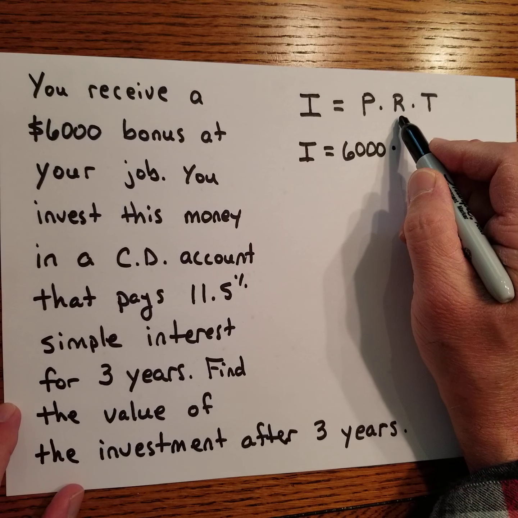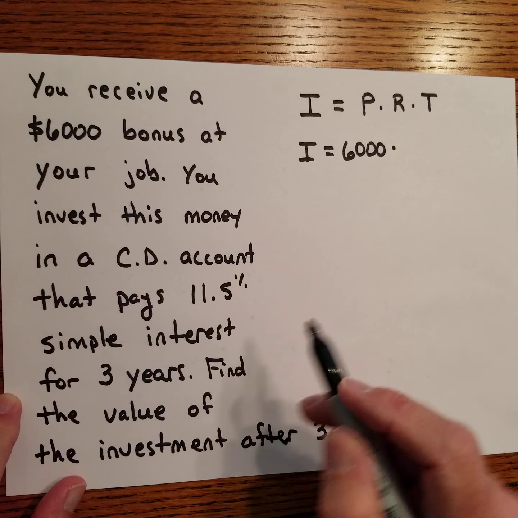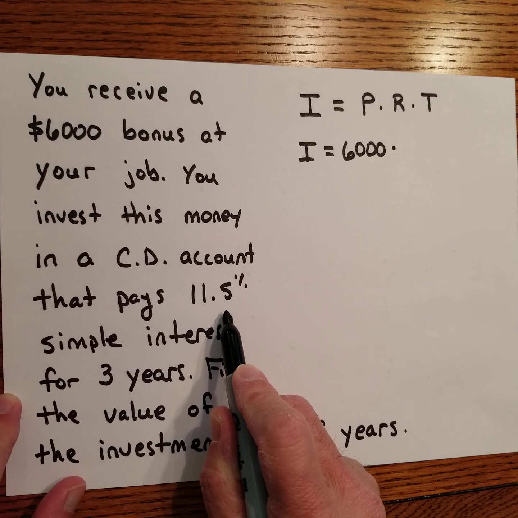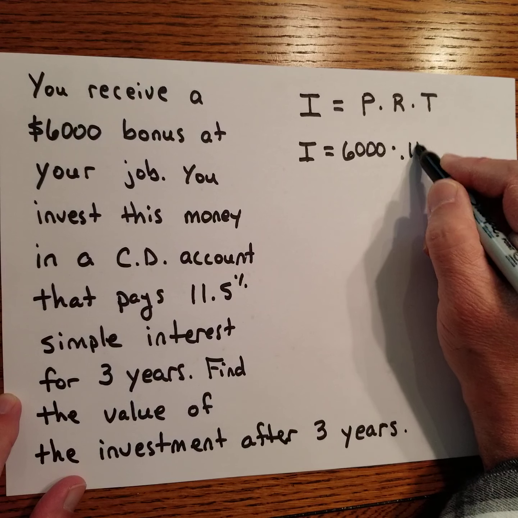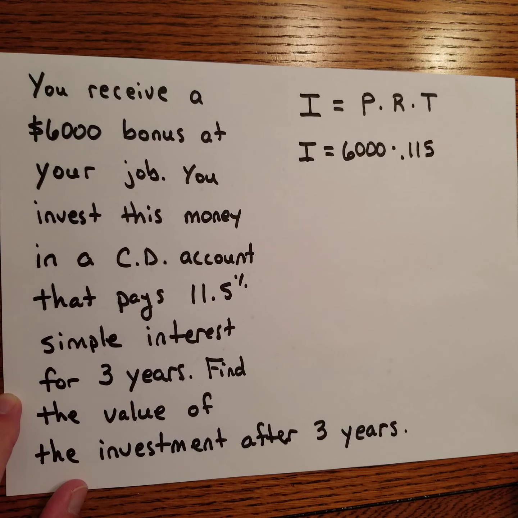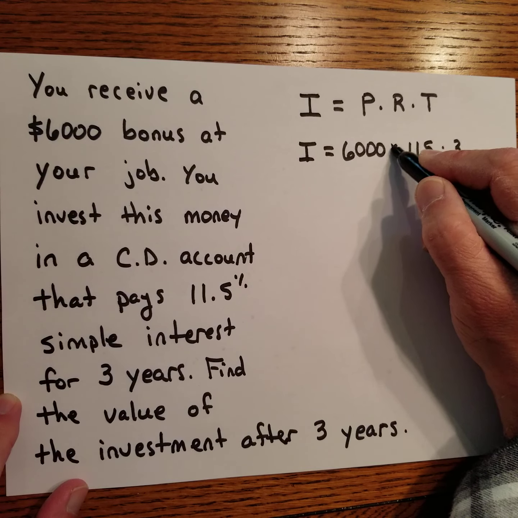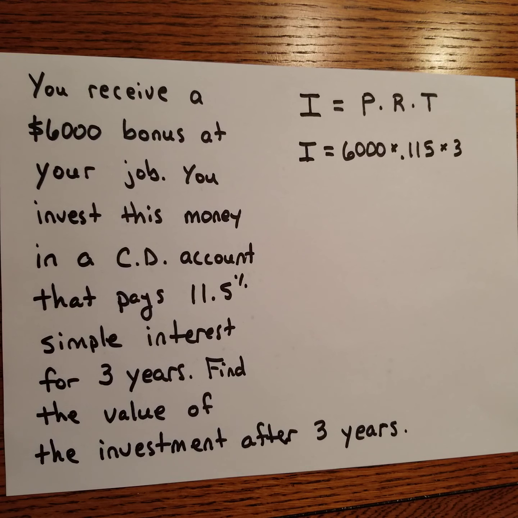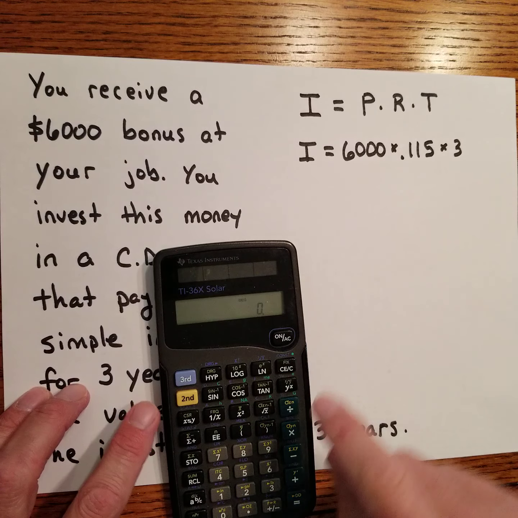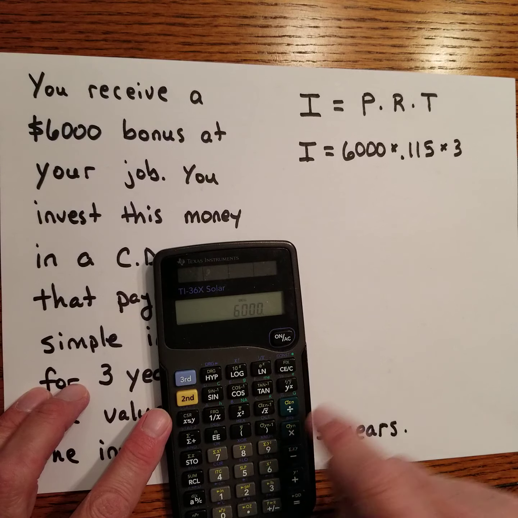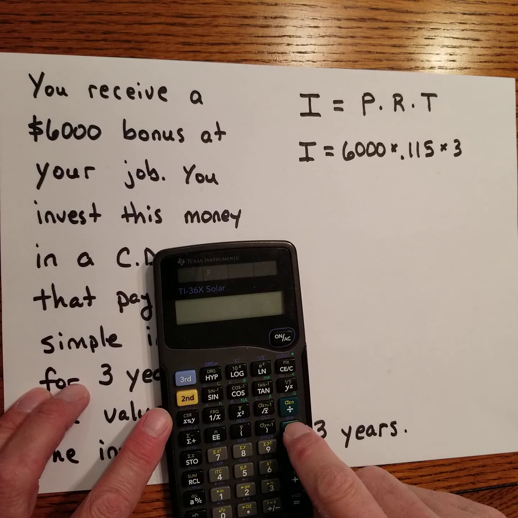Rate. Rate is interchangeable with the word percent. What percent interest is paid on this account? 11.5%. Now I know 11.5% can be shown as 0.115. Time. We're going to put the money in the bank for 3 years. All right, now we'll get a calculator and we'll multiply this out. On my calculator, we'll multiply 6,000 times 0.115 times 3.